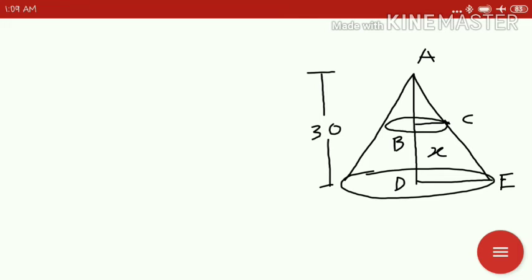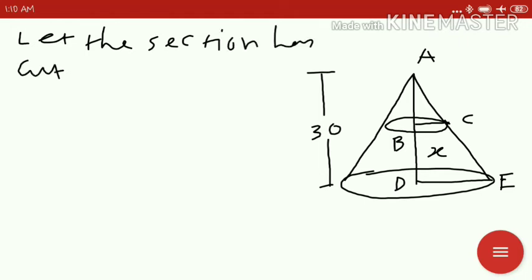In the figure, I have taken two right angle triangles and marked them, one as ABC and another as ADE. ABC is liable to form the smaller cone and ADE is liable to form the larger one. And I have also taken an assumption: let the section be cut x centimeter above the base.